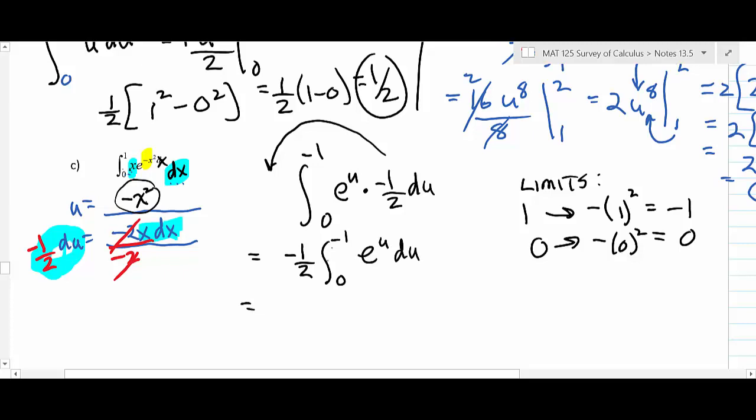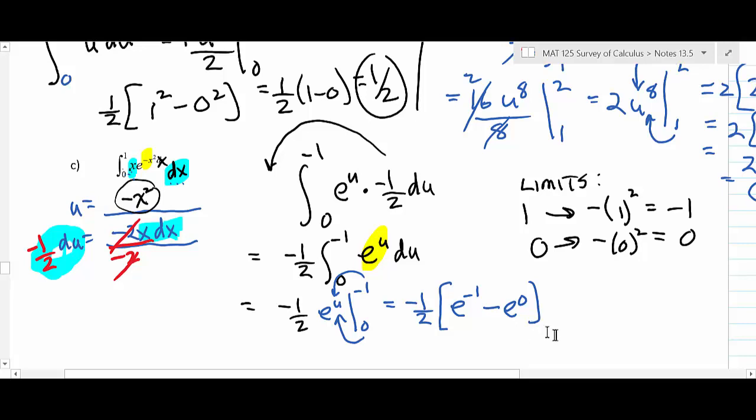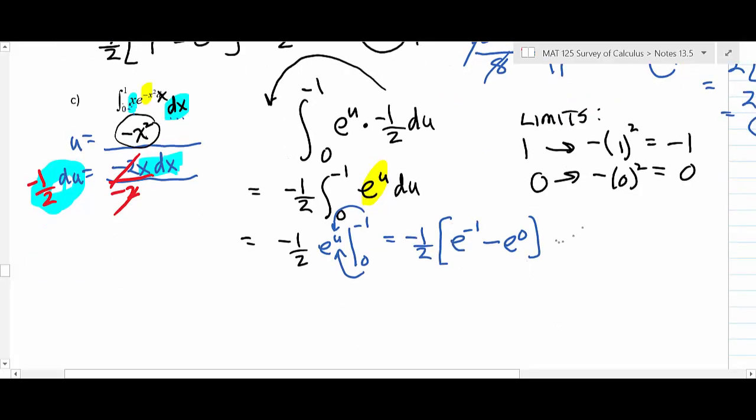Okay? Now we're ready to roll. Okay, tell me what the antiderivative of e to the u is. It's e to the u. Why? Because the derivative of e to the u is e to the u. Okay, so that's going to give e to the u. Then you're going to evaluate that from 0 to negative 1. Okay? The way to do that is just write the constant down, plug in the top limit. Always do it in this order. So that's e to the negative 1. Plug in the bottom limit. So it's e to the 0 like that. Okay? Then work out what you can work out.